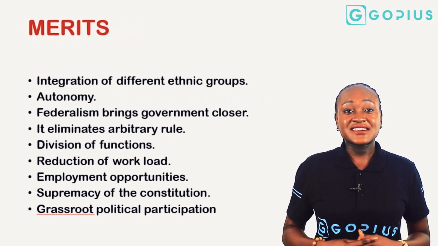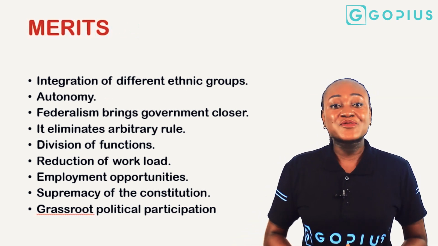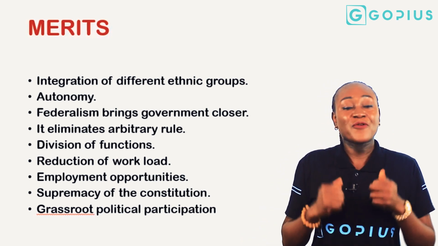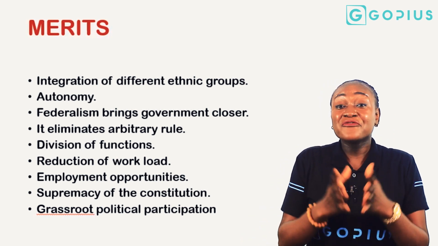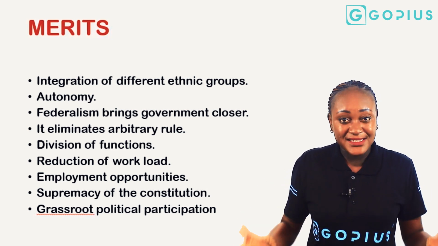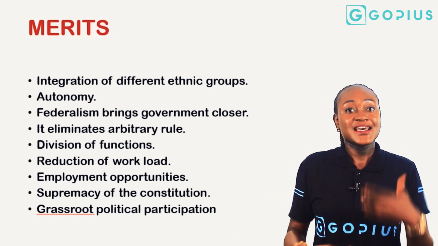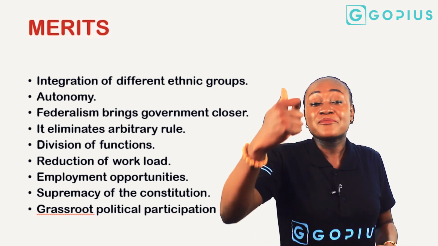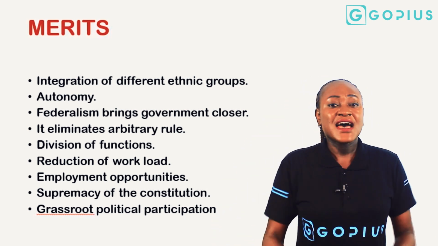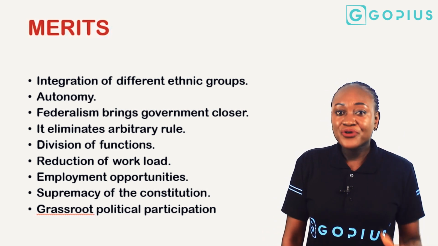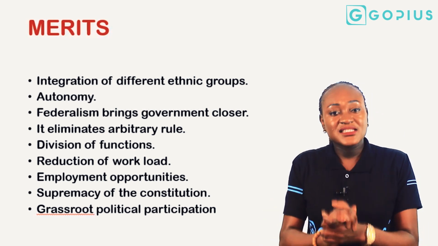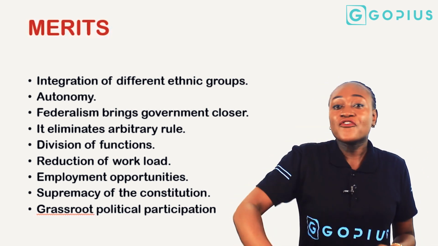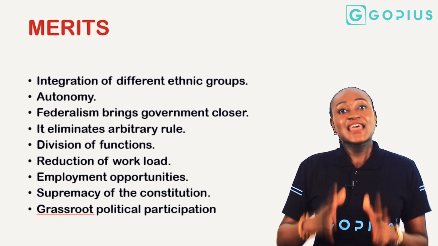Now, what are the merits? Of course, all the ethnic groups are accurately integrated into the system of government. Autonomy. Every unit is allowed to exist. No one is to dominate the other. And federalism brings government closer because you can be a part at the local level, and it eliminates arbitrary rule. So no one is the dictator. There are so many persons to consult and to seek before any rule or decision can be made.